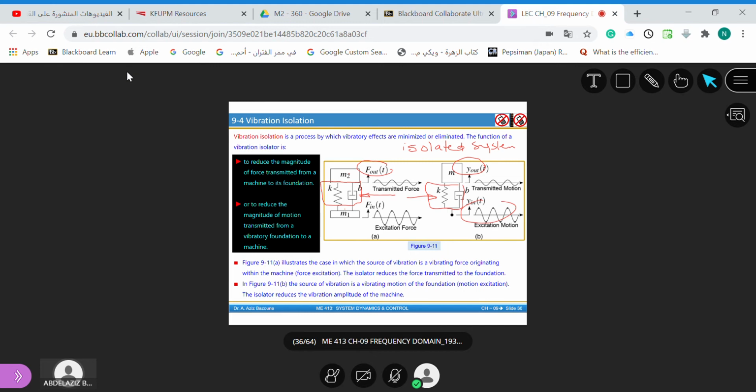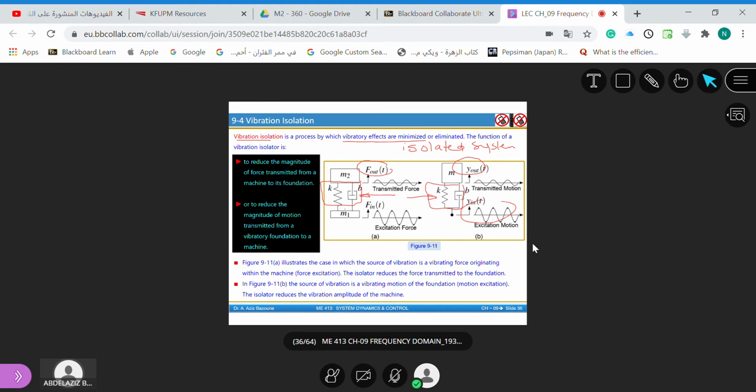In both cases, we have either the force that is transmitted from the machine to the ground, or the base is moving and it is transmitting a motion to your machine. In both cases, we will put the isolator, which is a spring and a damper. So vibration isolation is a process by which vibratory effects are minimized or eliminated. The function is like a vibration absorber.